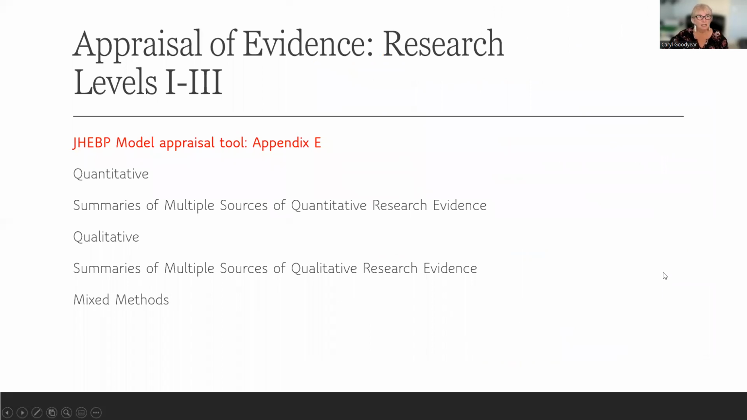So Appendix E is used for levels 1 through 3, which is quantitative. It also includes studies that pull together multiple research studies and make some sense out of them. One of those is called a systematic review. Also, there are synthesis reviews as well, and mixed method studies are also included in these levels 1 through 3.